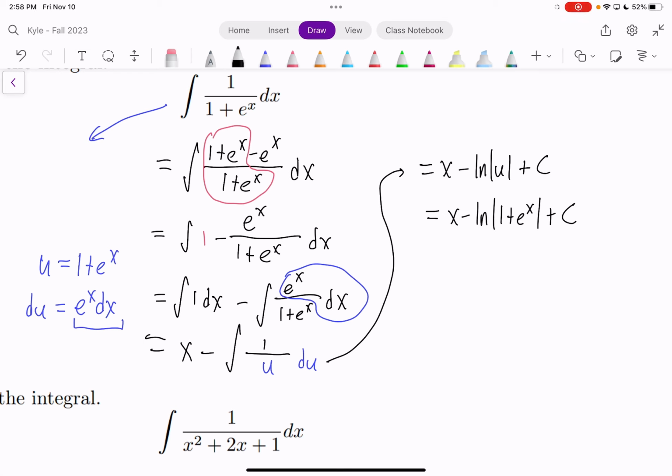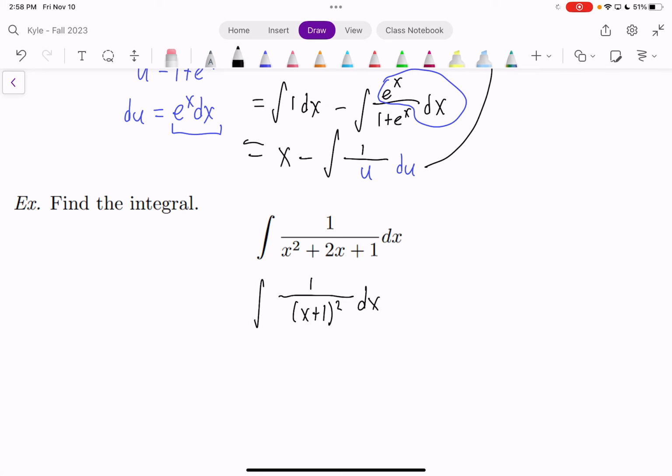Let's try and find this integral here. We're integrating the function 1 over x squared plus 2x plus 1. This doesn't look too bad. Let's remember our denominator is in the shape of a square. So that's going to be the same thing as 1 over x plus 1 squared.